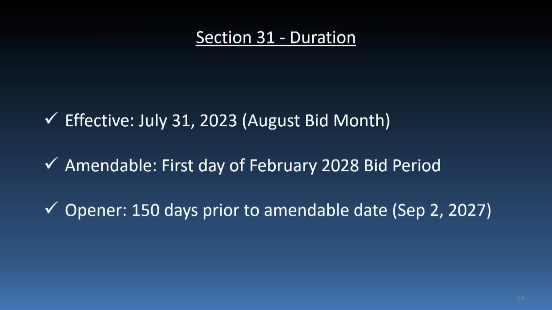So with the effective date of this agreement at July 31st, 2023, that's the first day of the August bid month. The amendable date would be the first day of February 2028, but we'd be in openers 150 days prior, which is the 2nd of September 2027.